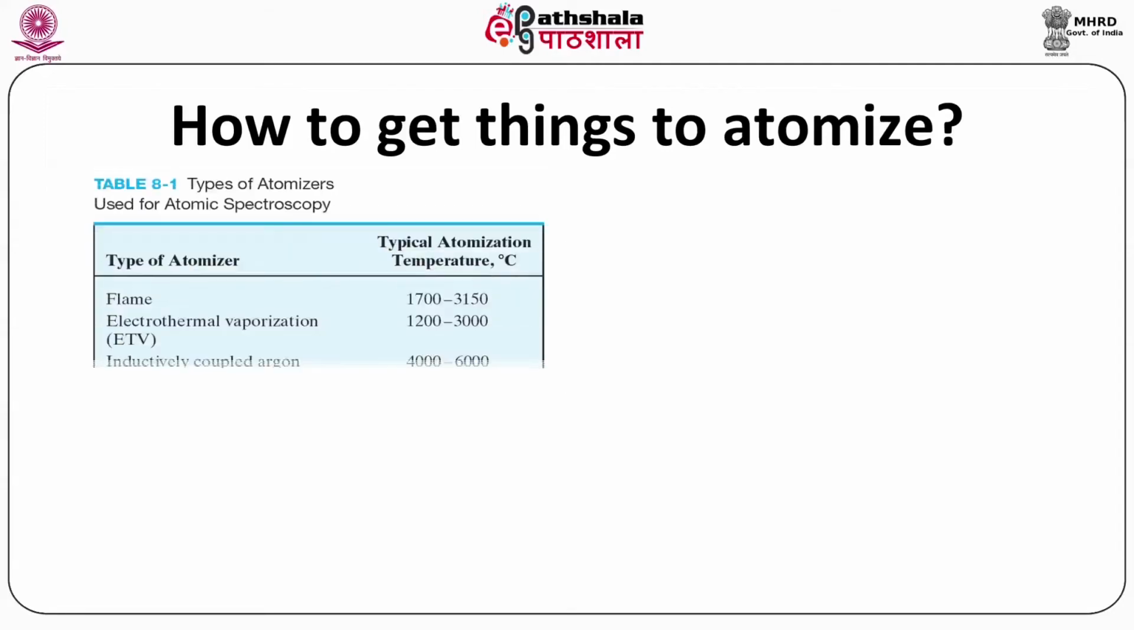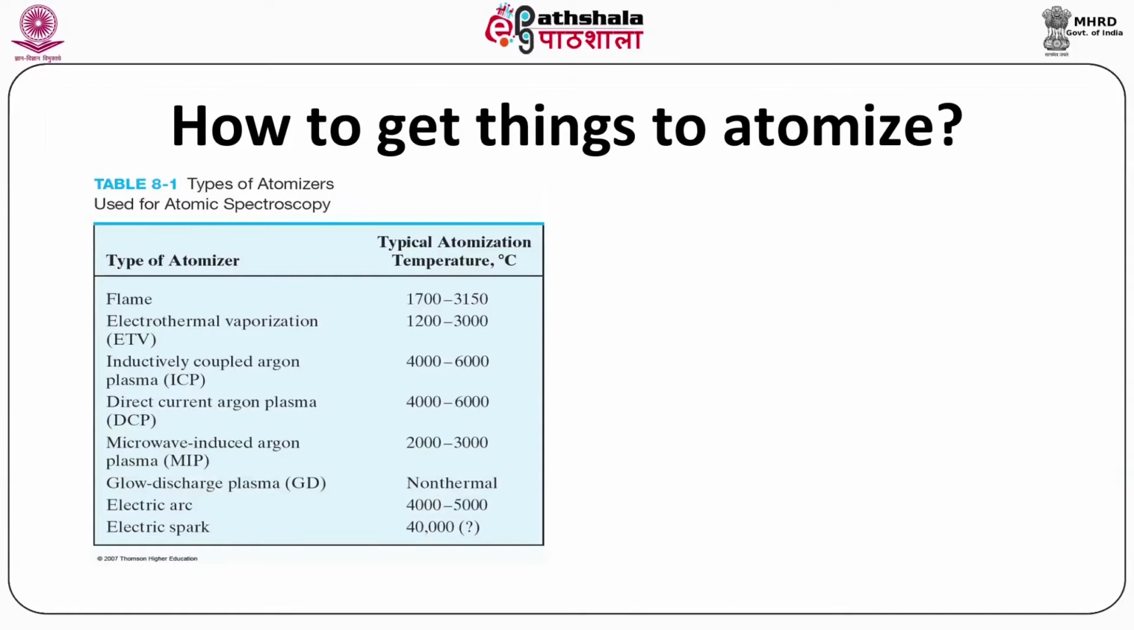So here first are the types of atomizer used in atomic spectroscopy. One is the flame, second is electrothermal vaporization, third is the inductively coupled argon plasma, fourth is the direct current argon plasma, fifth is the microwave induced argon plasma, sixth is the glow discharge plasma, then electric arc and electric spark. These are the different types of atomizer used in atomic absorption spectroscopy.